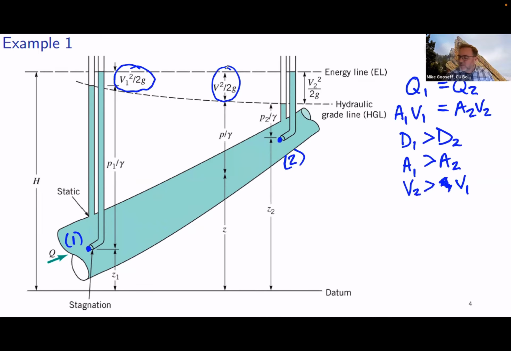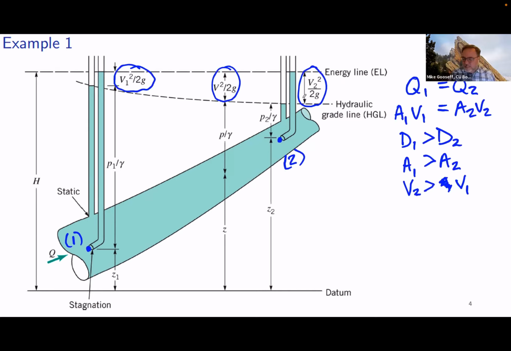I guess that was the wrong place. V2 squared over 2g is actually indicated over there, not in the middle. But in any event, you can see that we go from a small v squared over 2g at 1 to a larger velocity head at point number 2. And because of that, we also have to have some commensurate changes in either the pressure head or the potential head. Now, the potential head is usually fixed.